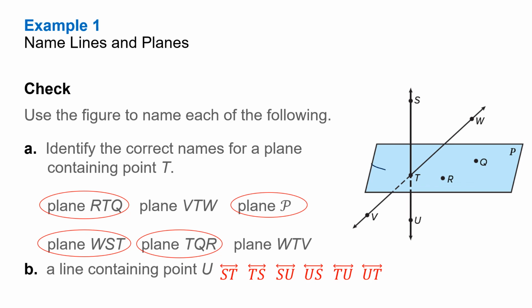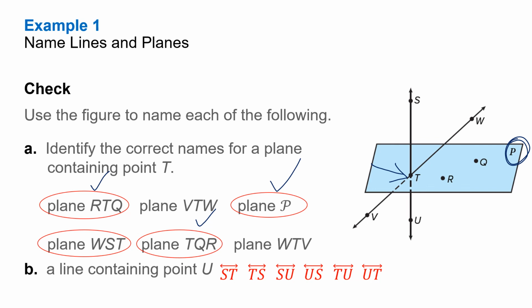So if we look here, point T is right here in the diagram, and it appears that point T is inside the parallelogram boundaries for plane P. So we can name a plane that contains point T, plane P. And Q, R, and T are 3 points that are in plane P, and they are non-collinear points. So we can use the combination of R, T, and Q to name that plane as well.